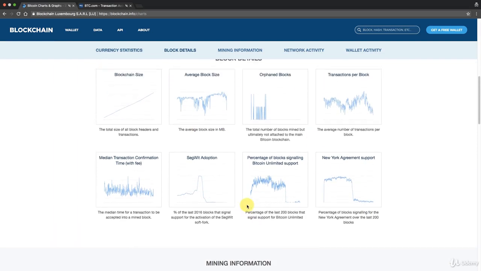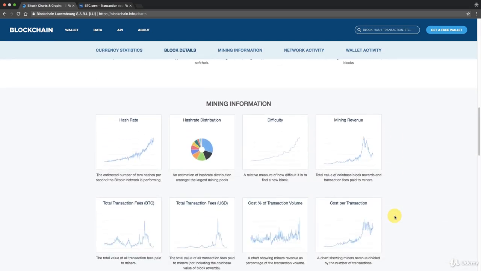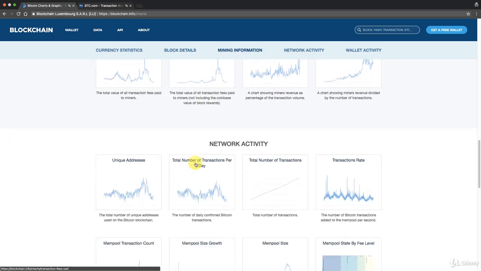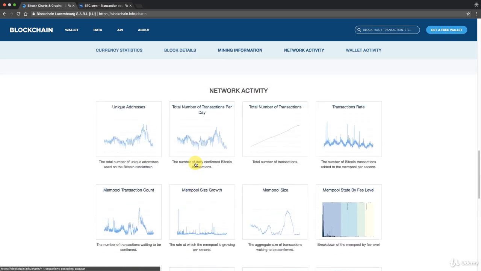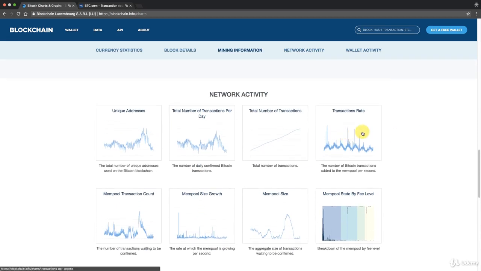There's a lot more charts here that can be useful. So have a look around if you haven't yet, and maybe you'll find this cost percentage of transaction volume, cost per transaction, different charts that you might find interesting. There's some on mempool, but we'll talk more about mempool later on. There's transaction rate. How many transactions?